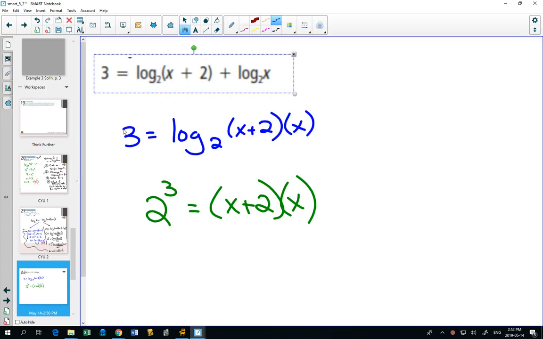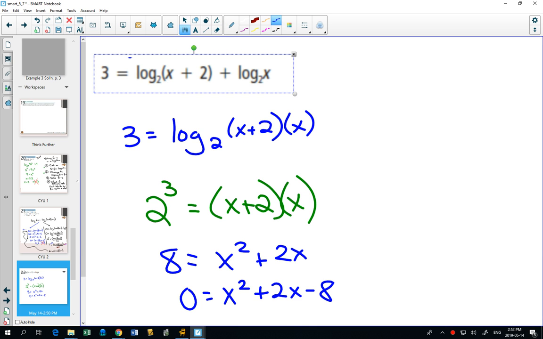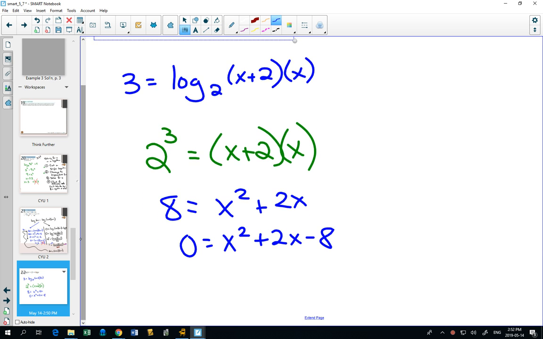But once that step is done, well, what kind of equation do we have here? Oh, it's a quadratic equation. I know how to solve quadratic equations. Make one side equal to 0, factor, or use my quadratic formula. Luckily, in this case, this one factors.